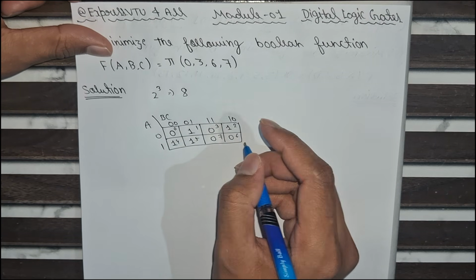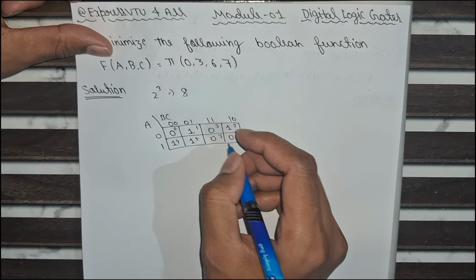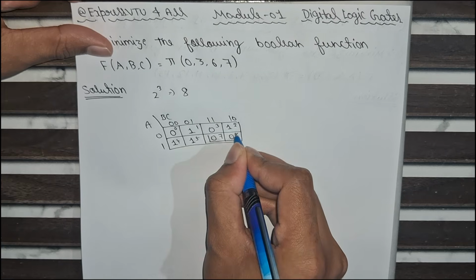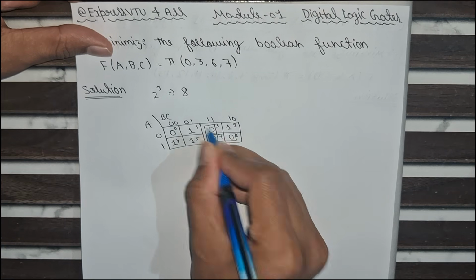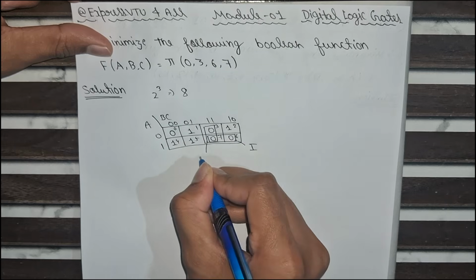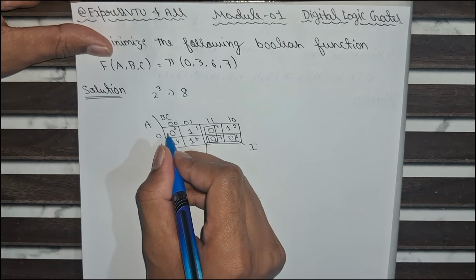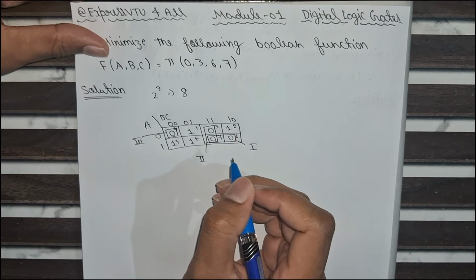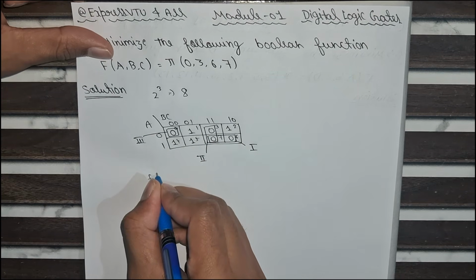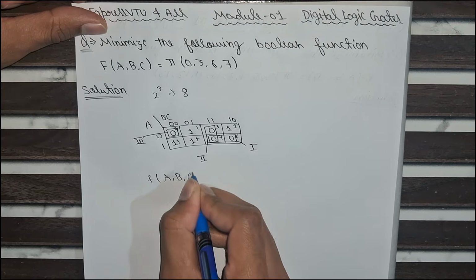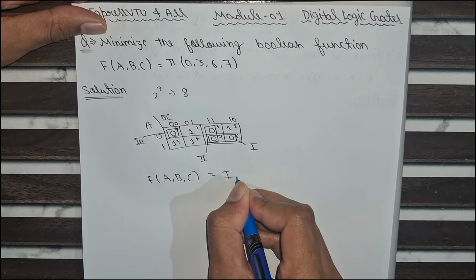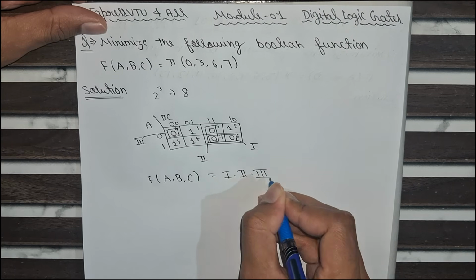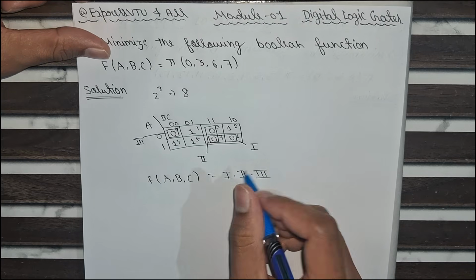So first we will check the group of 8, but 8 is not possible. Then 4 is also not possible. So for 2 here, this one is 2, then these 2. I am marking this as the first group and this as the second group, and this is left behind, so we will mark this as a separate group. This is the third group. So now the minimized values will be F of A, B, C is equal to first group into second group into third group. So this is our minimized Boolean. We will solve it separately.